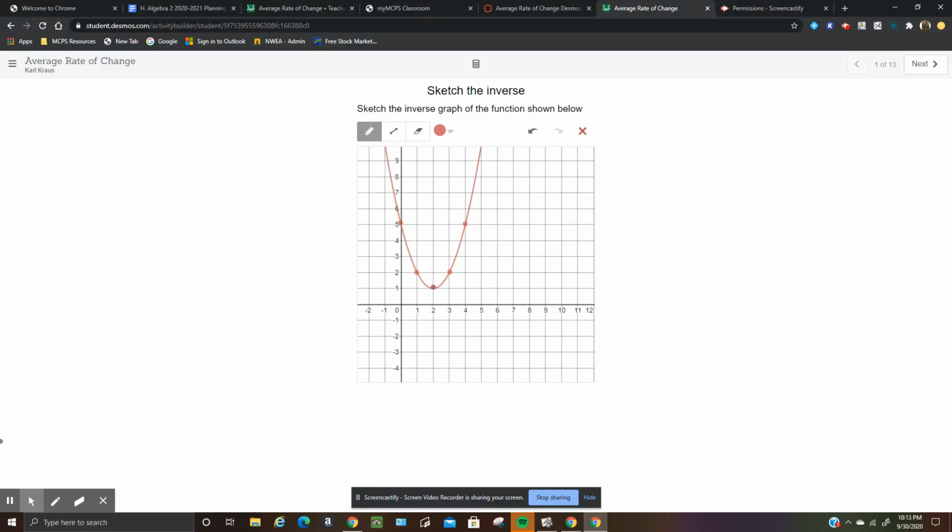So this point right here is (2, 1). And this point is (3, 2). And (1, 2) for this point. And this point is (4, 5). And this point right here is (0, 5).